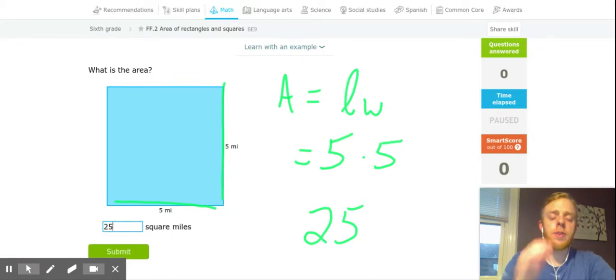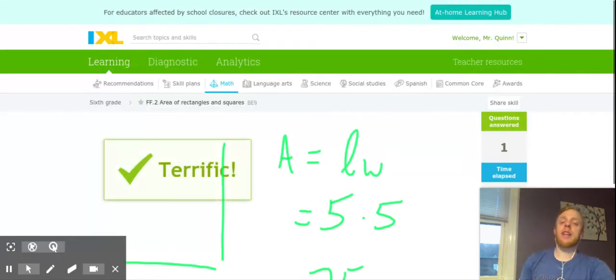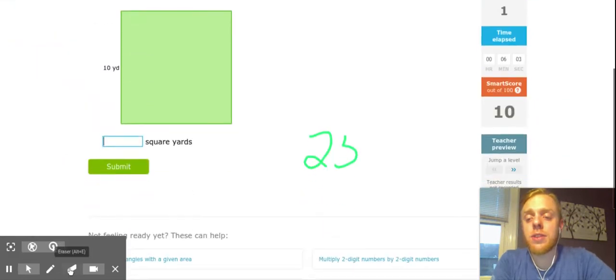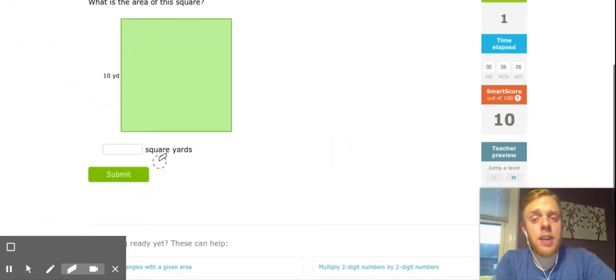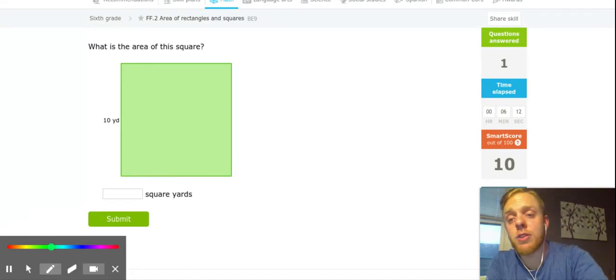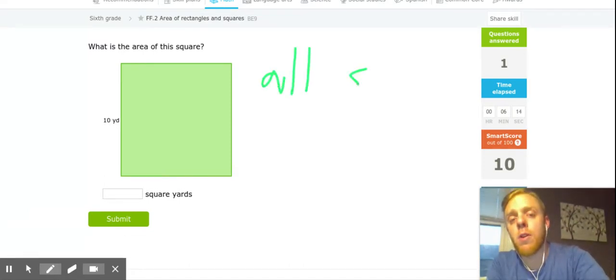Now we're going to go through a couple different examples just to make sure that there aren't any surprises in what IXL is asking you to do. So here's the first one that we have to be careful about. This requires you to know that all sides on a square are equal. I'm even going to write that here as a reminder. All sides equal.